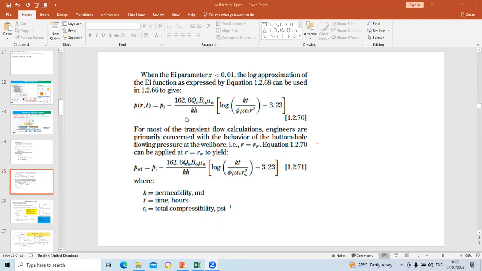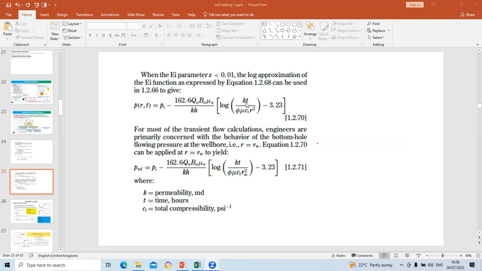So if this is the general form of the diffusivity equation, it means that if our variables are pressure and time, remember we are measuring the bottom hole pressure and time, then all of these other parameters are constant. So if I draw a graph of P against log t, I expect that it should give me a straight line.